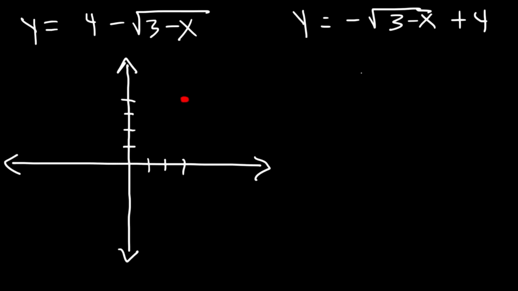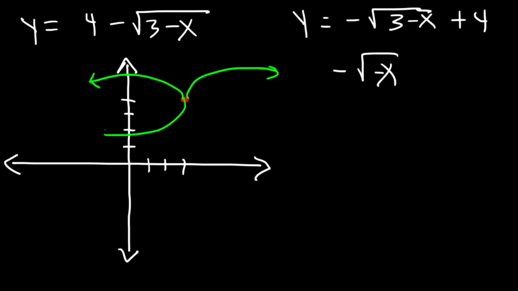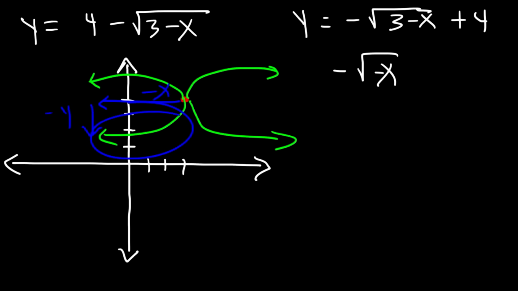Now the parent function is the square root of x. And we have a negative on the outside and a negative in front of the x. So will the graph shift towards quadrant 1, towards quadrant 2, towards quadrant 3, or towards quadrant 4? Well, x is negative towards the left, and y is negative as you go down. So it's going to go towards quadrant 3.